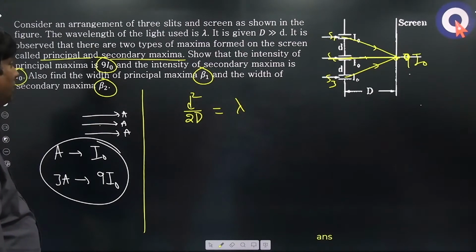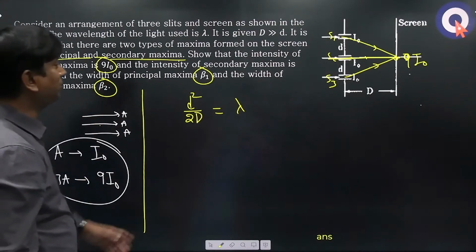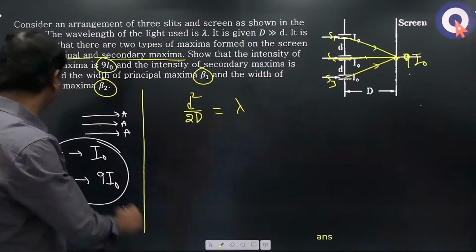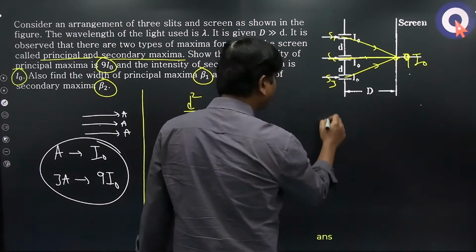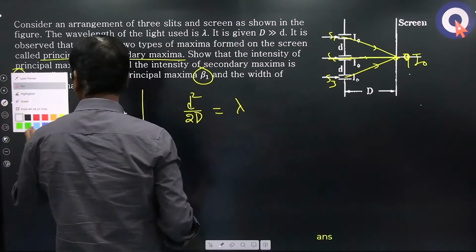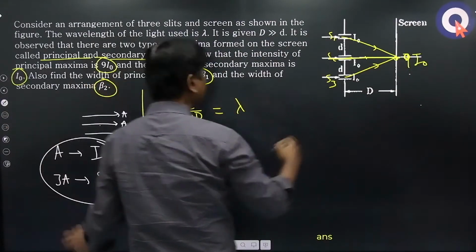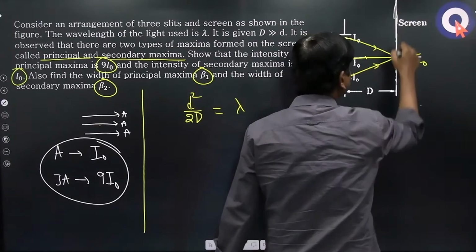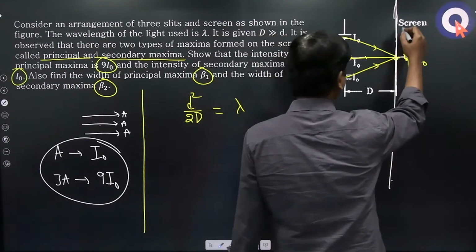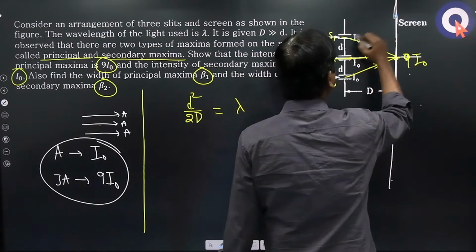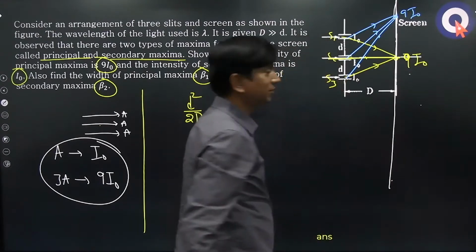Next, 9 I naught. And there is another place where you will again get 9 I naught, the width of the principal maxima. So how do you take that condition? Rewriting here, okay, here only I'll show color, right? See, if you consider one more point on this. Another point here. I am considering another point here. This one and this one, all these 3 again can form 9 I naught, chance is there.